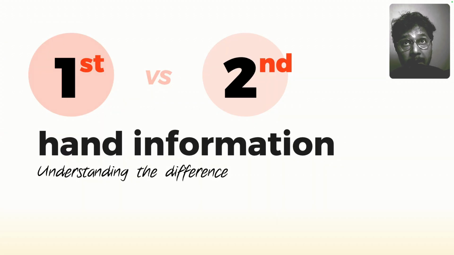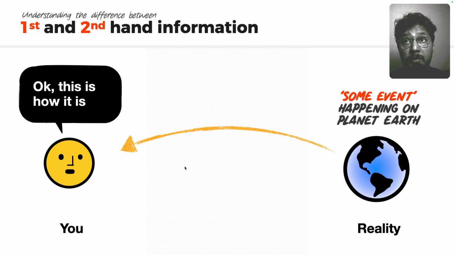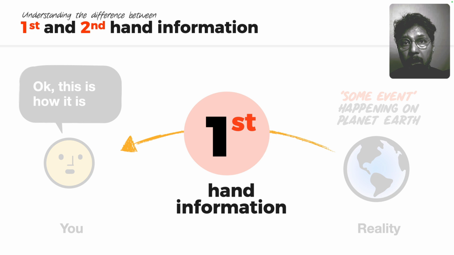Now, let's look at first and second hand information, and understand the difference. What's first hand and what's second hand? That's very, very important. There's some event happening on planet Earth, and if you are right at that location and you get that information with your own eyes and your own ears, you're right there, that's first-hand information.